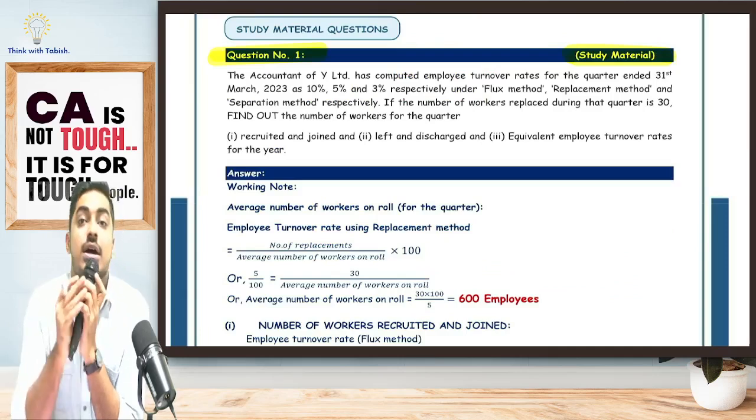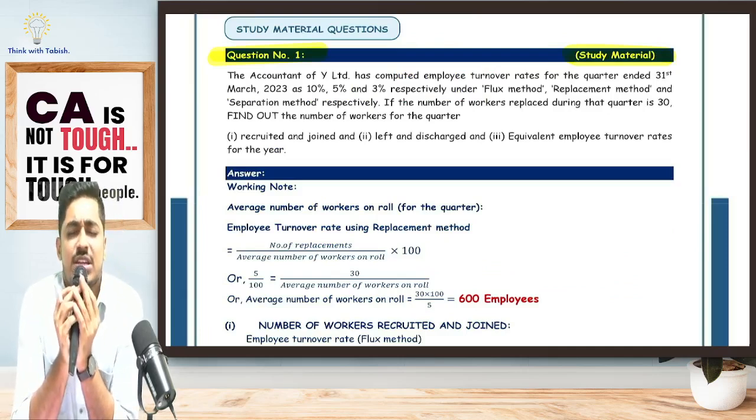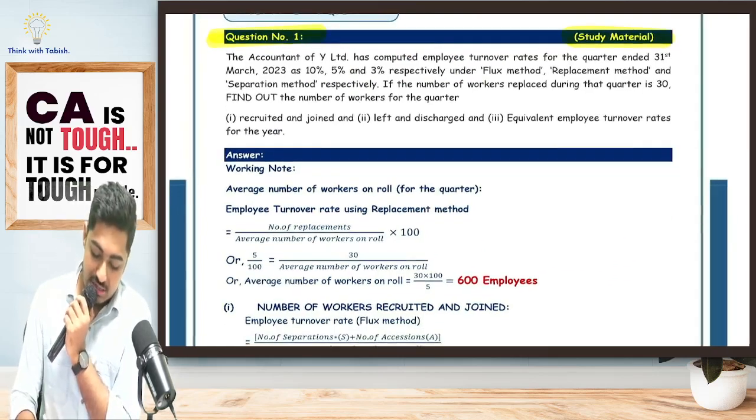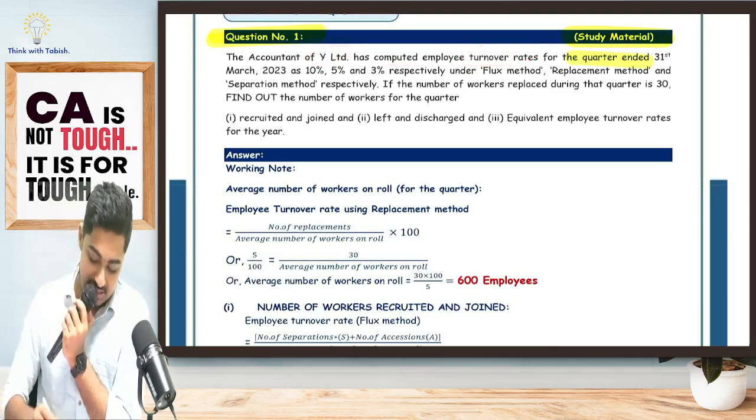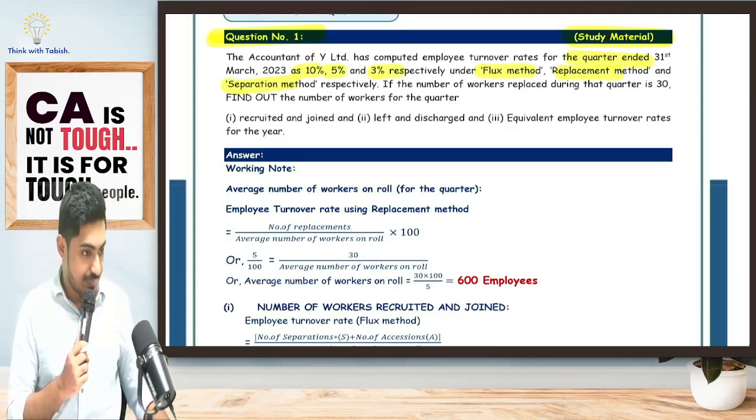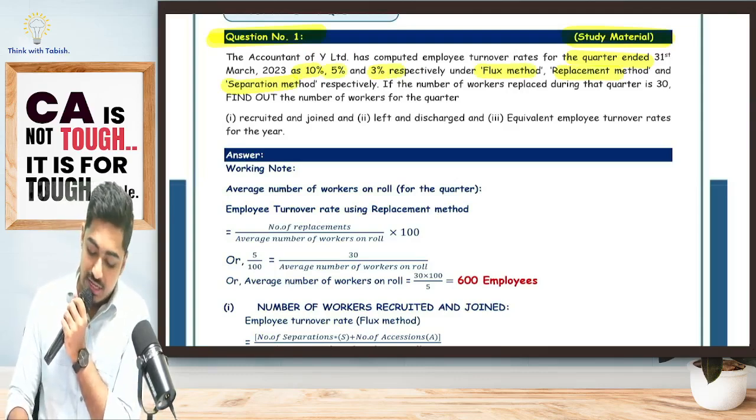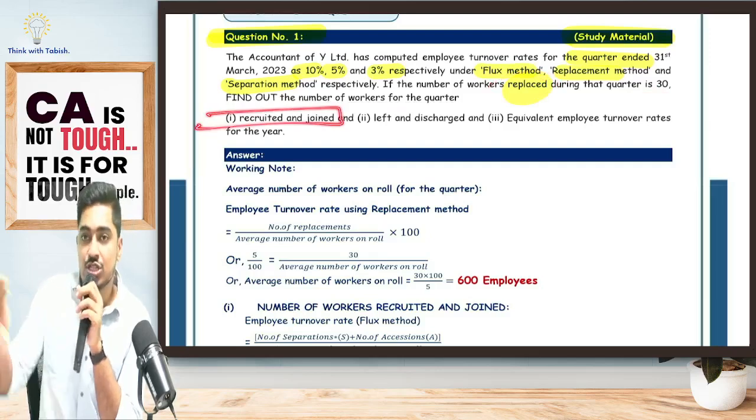Question bank. Yes, everyone. So let us quickly continue our discussion. Pay attention, everyone. Look at this simple JGB question. The accountant of Y Limited has computed the employee turnover rate for the quarter ended 31st March as 10%, 5%, 3% under flux, replacement and separation methods. If the number of workers replaced is 30, find out the number of workers recruited and joined.